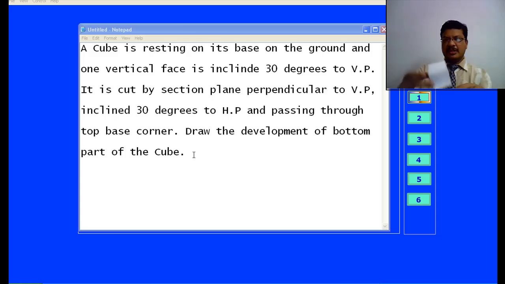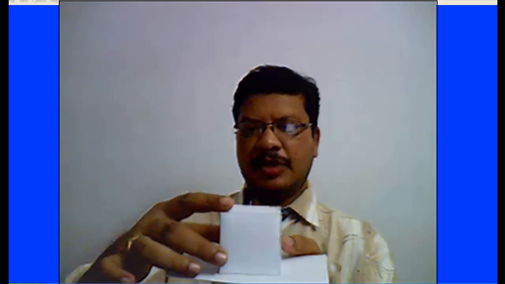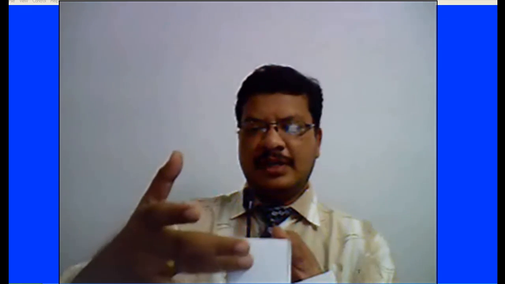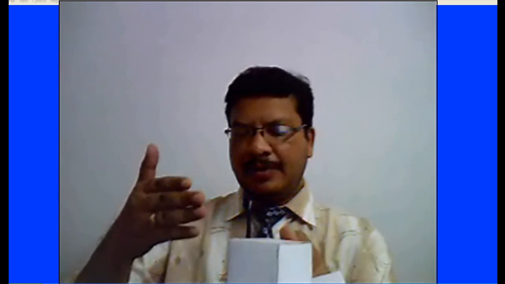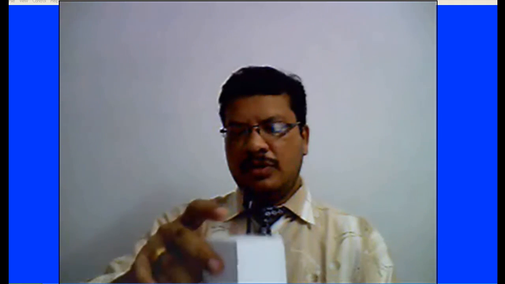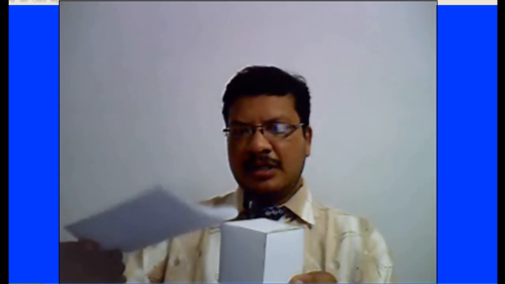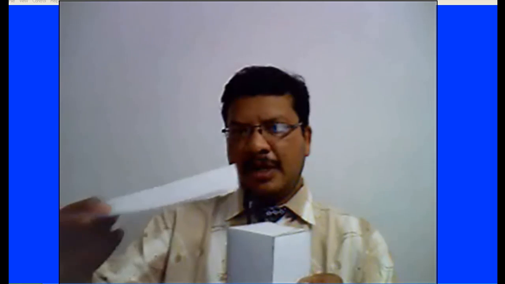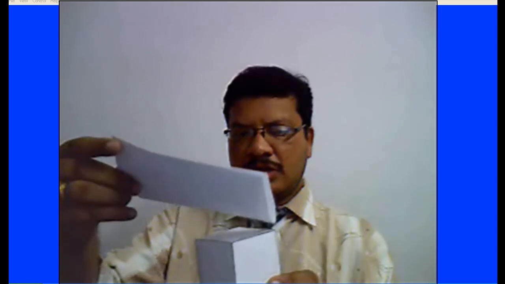Assume that this is the horizontal plane and it is resting on one of its faces, something like this, and one face is inclined 30 degrees to VP. It is something like this, or this face is making an angle of 30 degrees to VP, and it is cut by a section plane. Now this is the position of the solid, and you assume that this is the section plane. It is cut by a section plane which is perpendicular to VP and inclined 30 degrees to HP and passing through this top base corner.